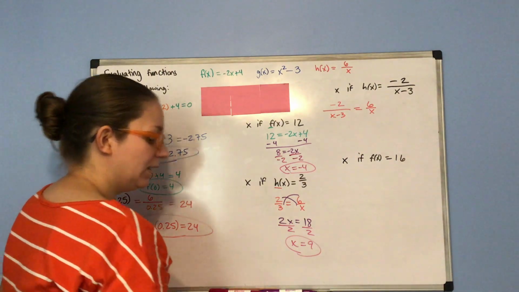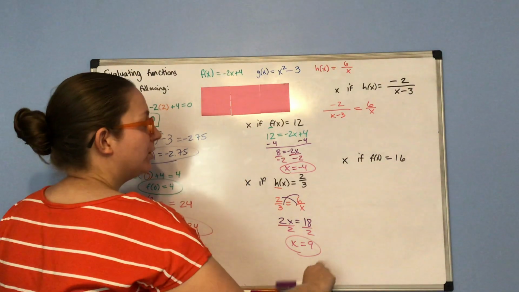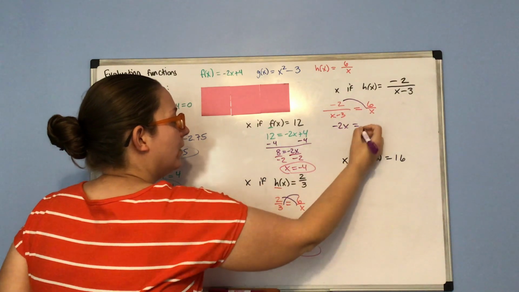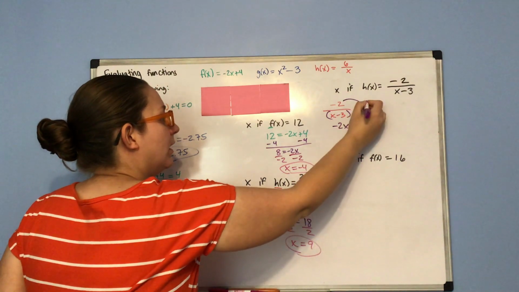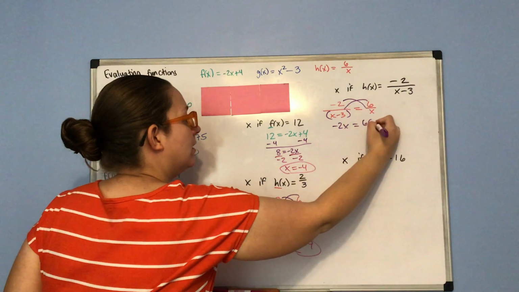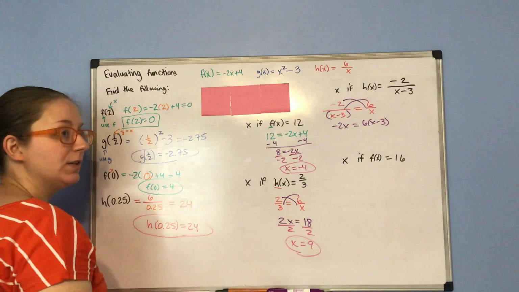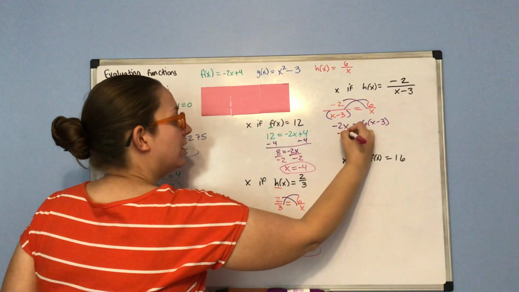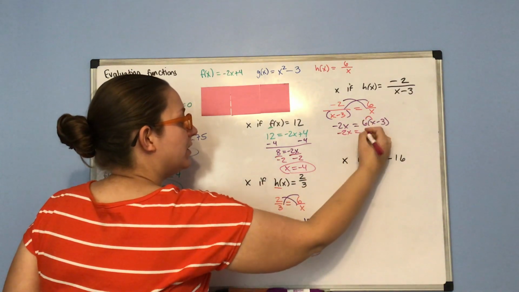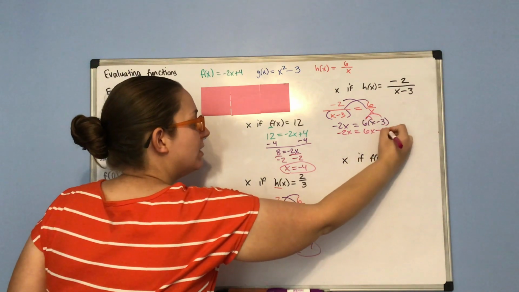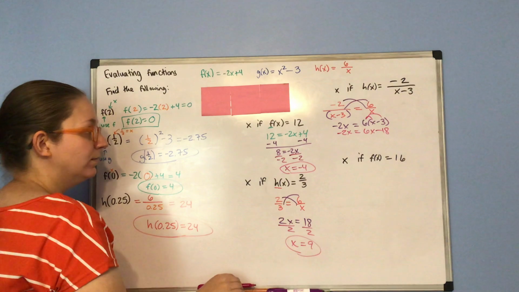From here, we solve this like we normally do with proportions by cross multiplying. Negative 2 times x is negative 2x, and then I need to do 6 times x minus 3. Solve this like a regular equation. So I need to start by distributing my 6. 6 times x is 6x. 6 times 3 is negative 18.